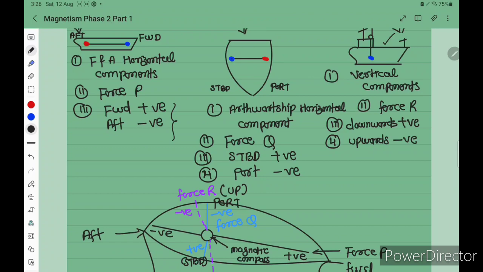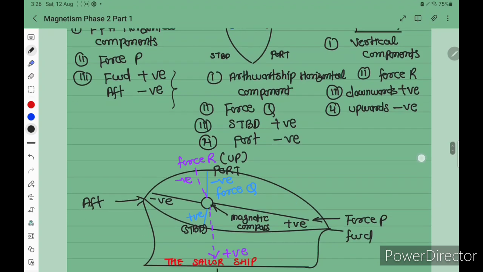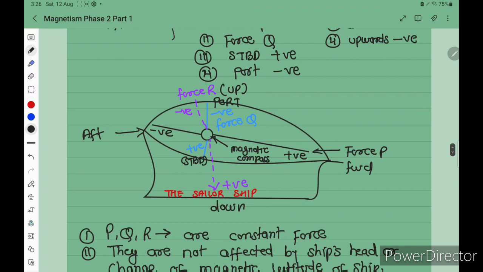Force P, which is running in the forward and aft direction: the forward is positive and the aft is negative. Force Q, which is running in the athwartship direction, port or starboard direction: starboard side is positive and the port side is negative. In the vertical component, which is caused by force R, the downward side is positive, upward side is negative. So you remember these things. You can see the diagram.